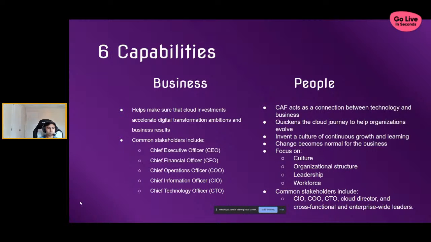and common stakeholders for this include the CIO, which is, as you can see under business, the Chief Information Officer, COO, which is the Chief Operations Officer, and the CTO, which is the Chief Technology Officer, the Cloud Director, and also cross-functional and enterprise-wide leaders.